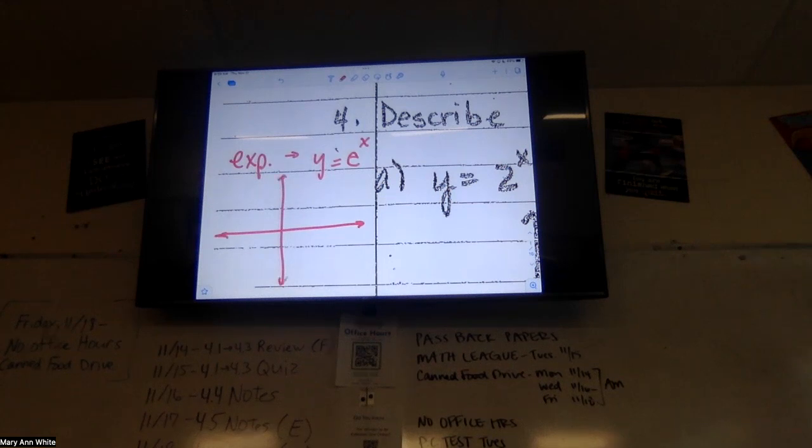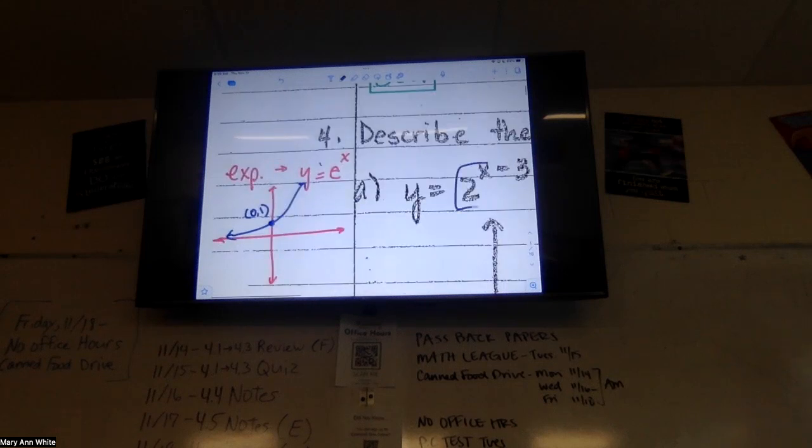Yep, I see a lot of hand signals. It looks something like this. It started low and then it went high. It started at the point 0, 1. That's the one I always told you guys. We don't need to worry about that here because we're doing a base of 2 to the x and it will not go through that point, but it looks something like this.